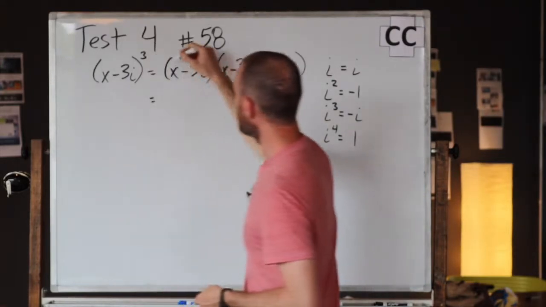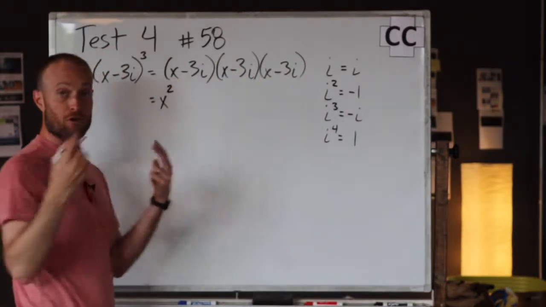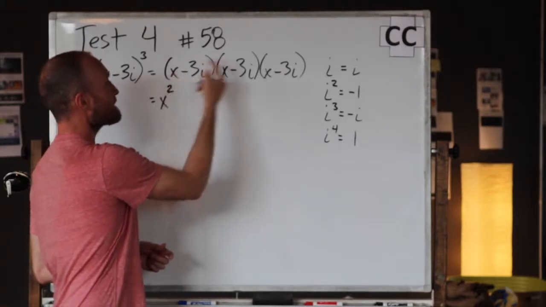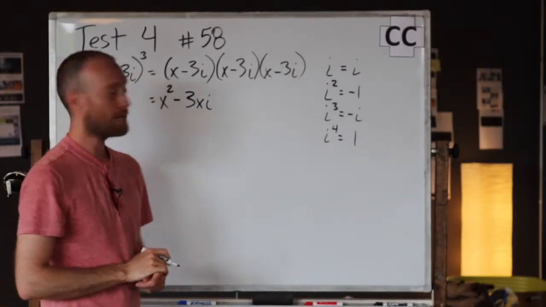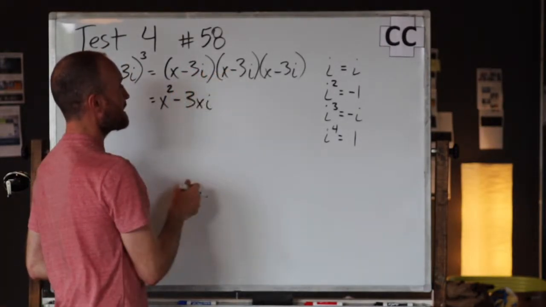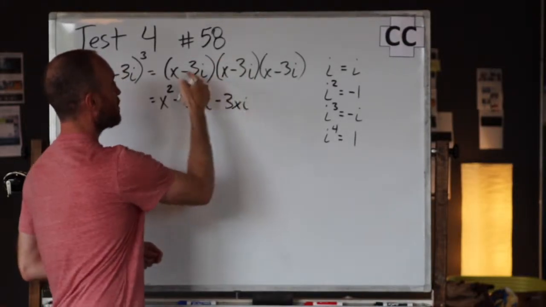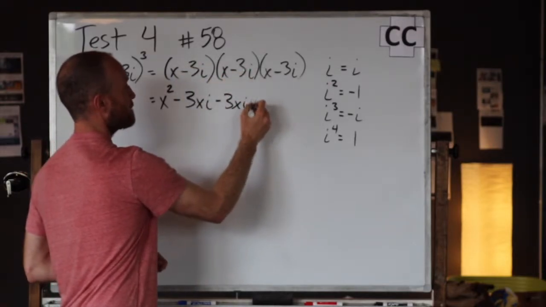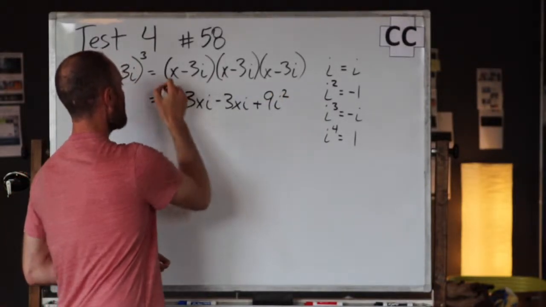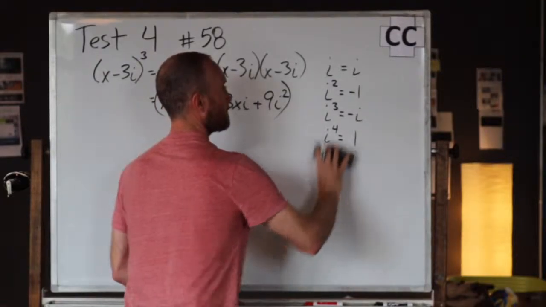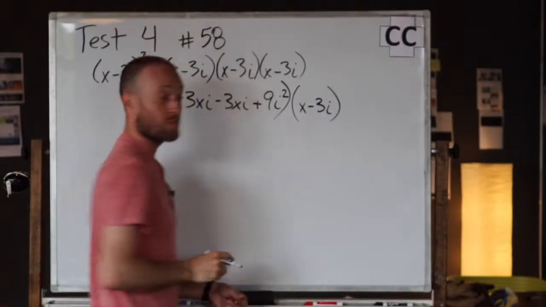All right, so when you do this, x times x is x squared. That's the first. We're starting to foil. x times -3i is -3xi. And -3i times x, because now we're on the inner terms, is again the same. And then you multiply -3i and -3i, and you get 9i squared. You have all of this still times the final binomial, because remember it was cubed.